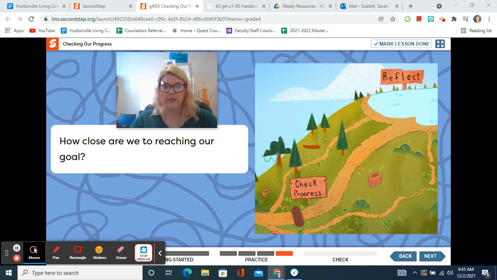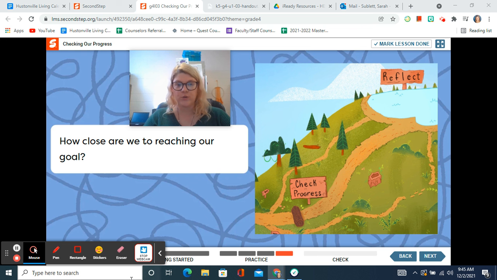So I want you to think about how close are you to reaching your iReady goal? Have you been able to check your progress? Have you hit some road bumps or some roadblocks? Here's a log right here. Have you been able to take a different path, make some changes in order to work around those roadblocks? Very good.